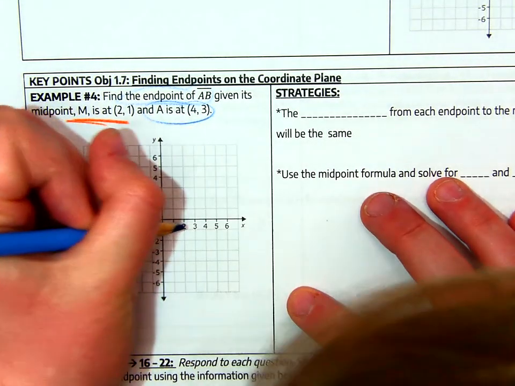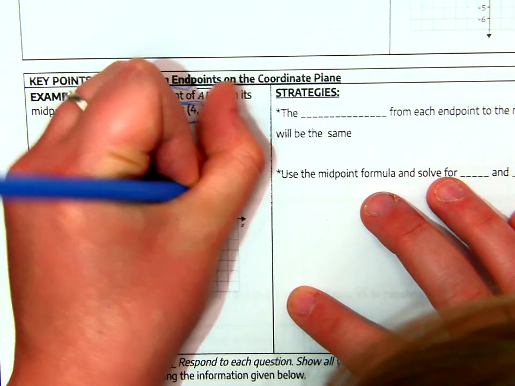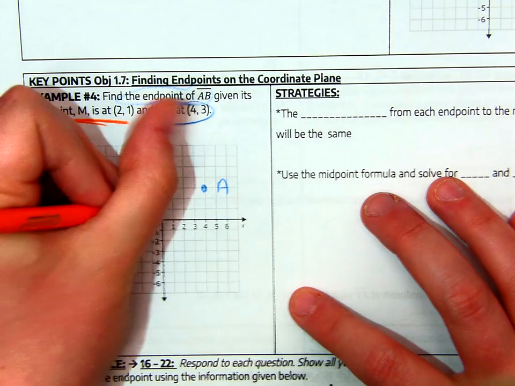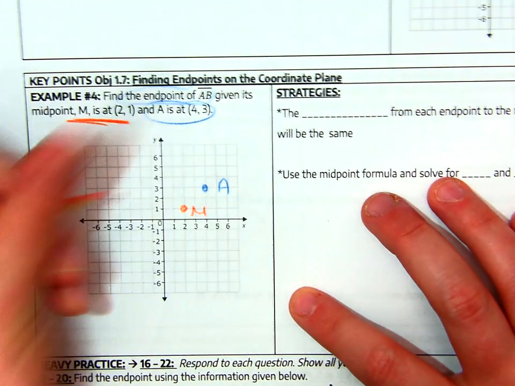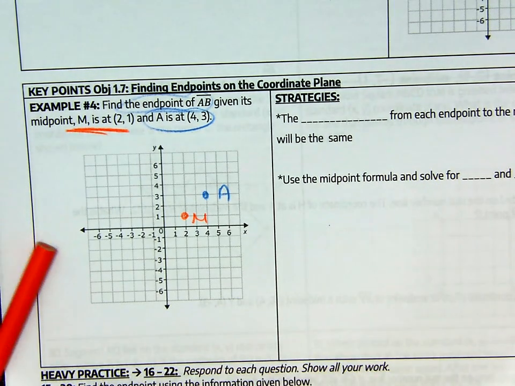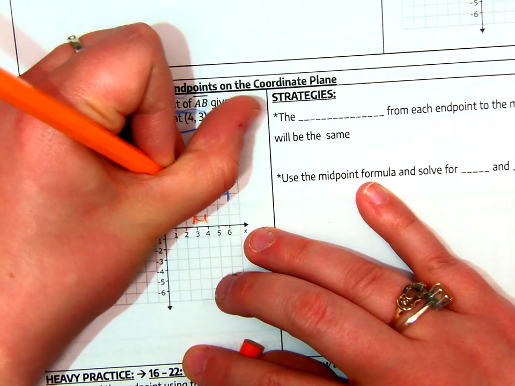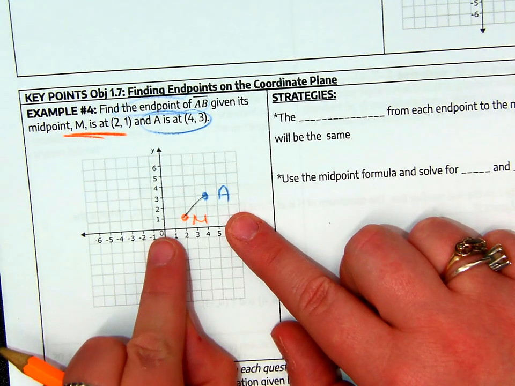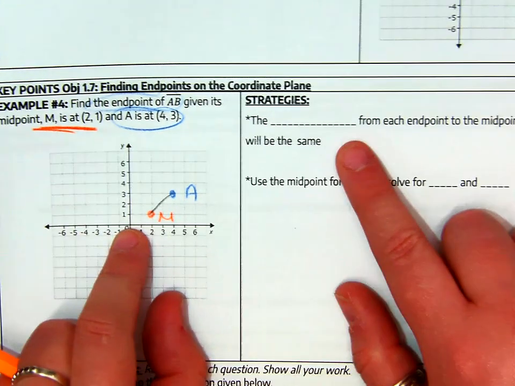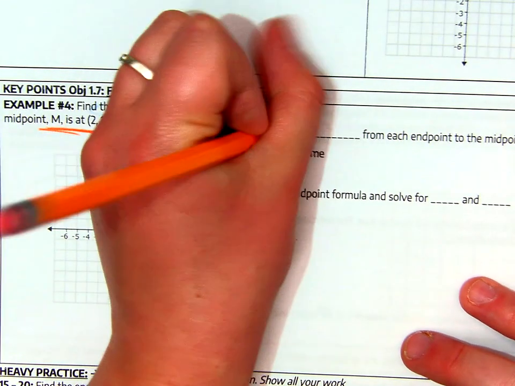So A is at 4, 3. So 4 to the right, up 3. That's A. My midpoint is at 2, 1. So that's M. So my segment looks like this. So my other endpoint is going to be somewhat over here. Now, if we use this idea of the slope, from each endpoint to midpoint will be the same.